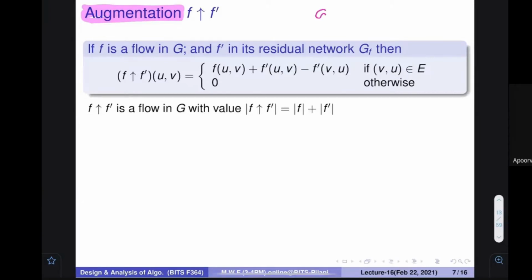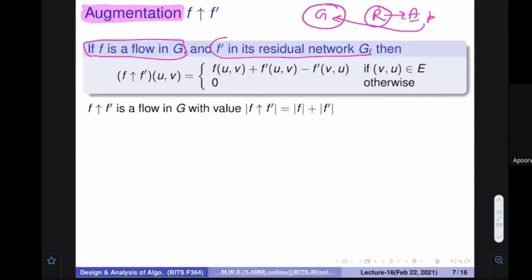What I was telling, you have a G, from this you created a residual network. In the residual network, you find an augmenting path, P say, and then you are going to use this P to augment this particular graph. How are you going to augment this? So f dash, let's assume that f is a flow in the original graph, and f dash is in the residual network. And I'm going to talk only about that. This is for the path that we have actually assumed.